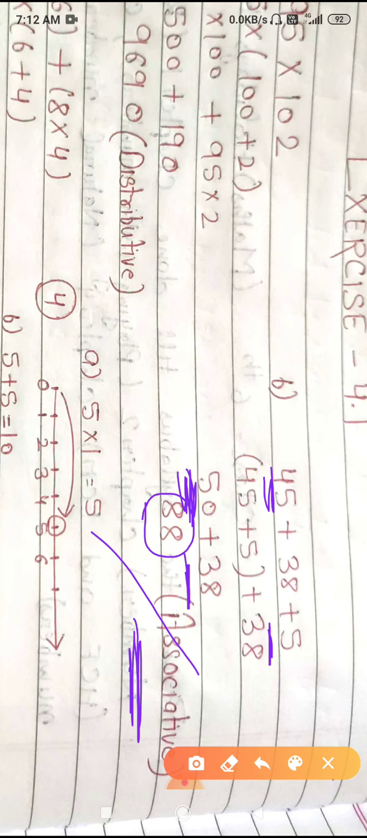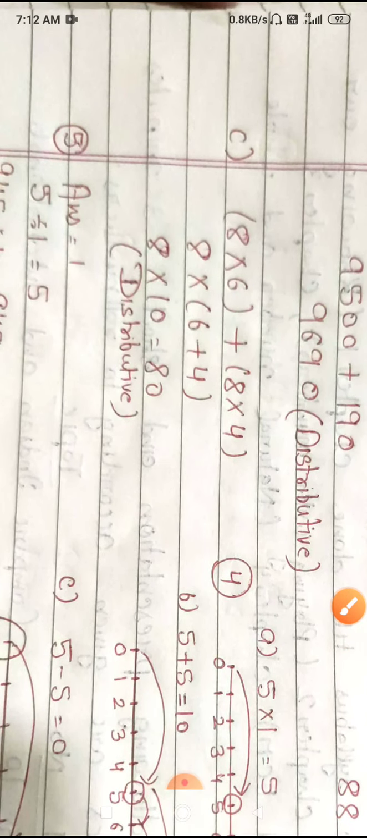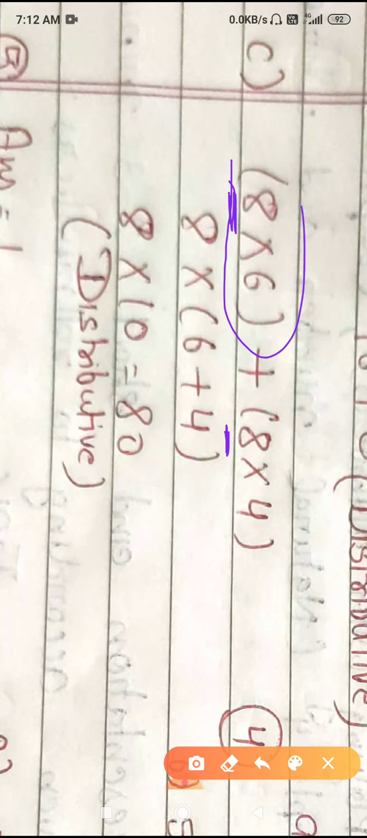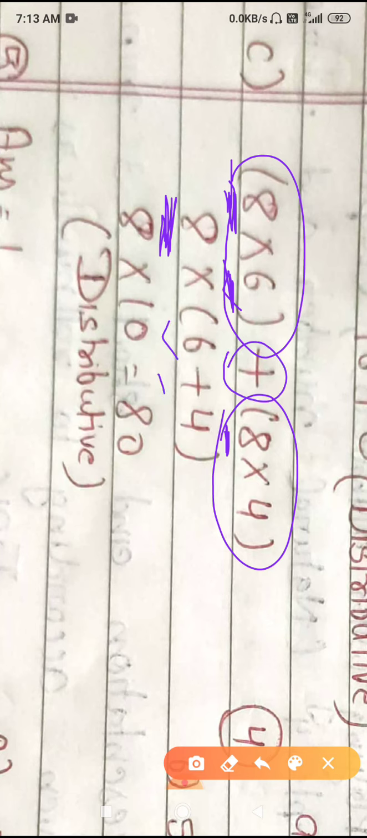Next we have the C part here. This one I am talking about. C part is 8 multiplied by 6 plus 8 multiplied by 4. Isn't it the distributive property? Because here you can see clearly 8 is multiplied with 6 and 8 is multiplied with 4. That is common in both, in this bracket and in this bracket. So we can take this common outside. If I take 8 from this, what is left here? Only 6. I am writing here 6. What is this sign? Plus. So I am writing here plus.